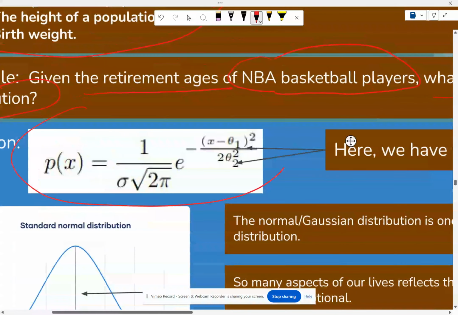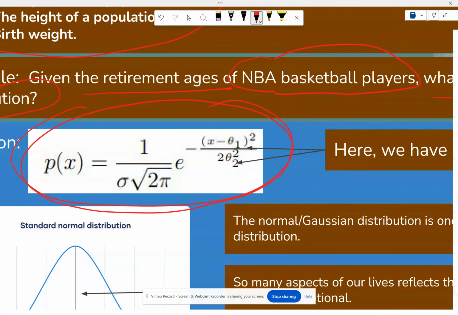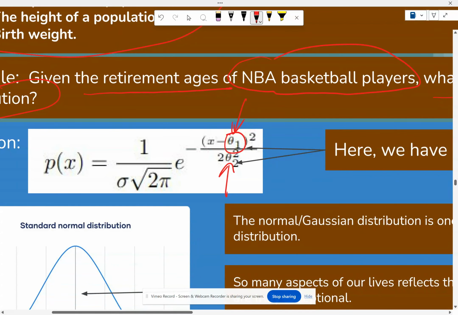The equation for Gaussian distribution looks like this. Instead of previously having 1 theta, there are actually 2 thetas here. You need to find theta 1 and theta 2. For those of you that have taken stats, you will know that theta 1 turns out to be your mean, and theta 2 turns out to be your standard deviation.